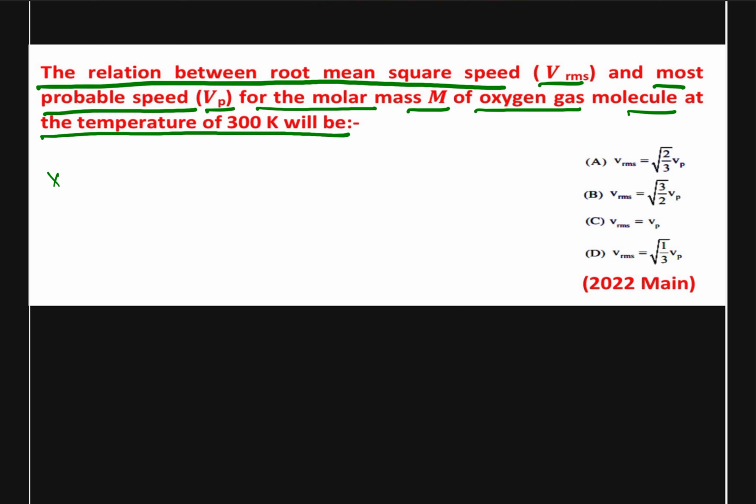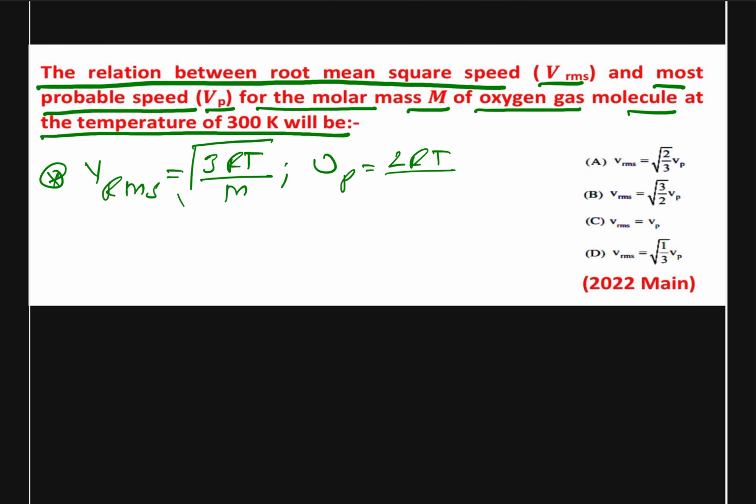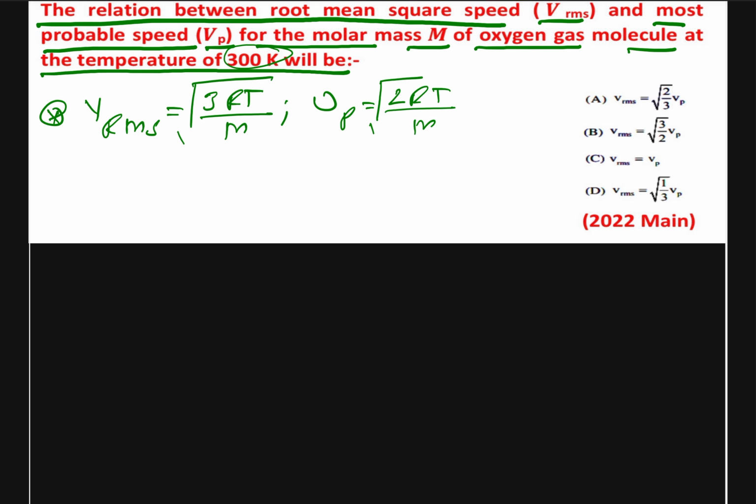First we can write the formula for our VRMS. VRMS is equal to the square root of 3RT upon m, and the most probable speed, Vp, is equal to the square root of 2RT upon m. Temperature is the same in both cases, so we will keep it as T and find the ratio.